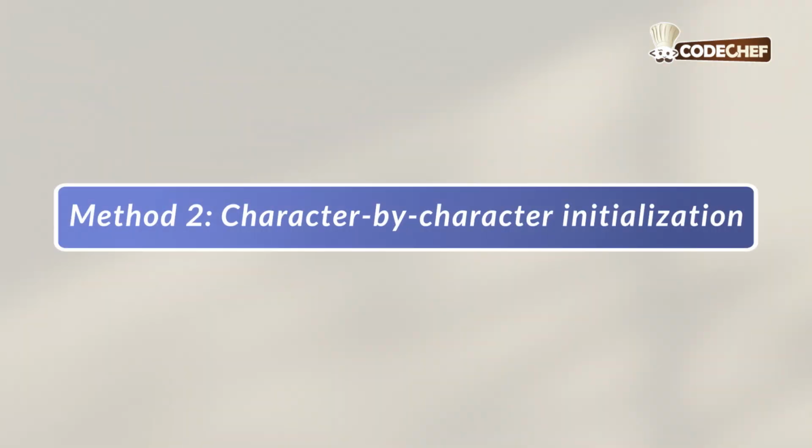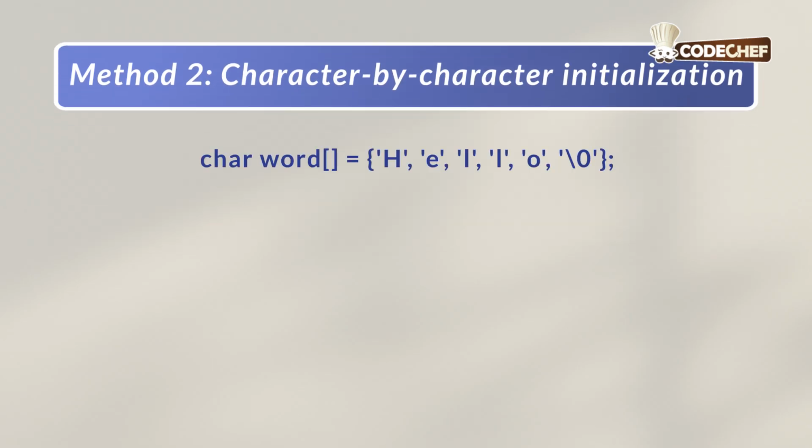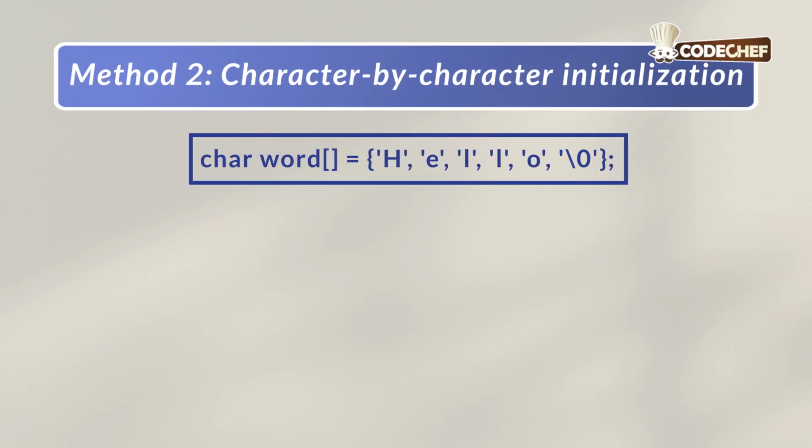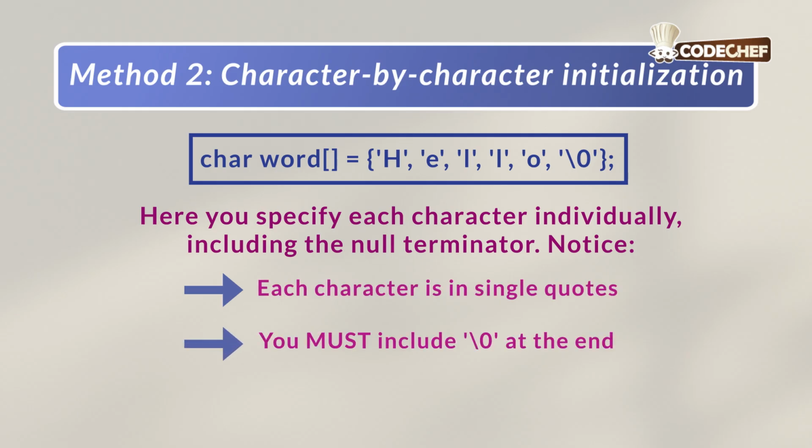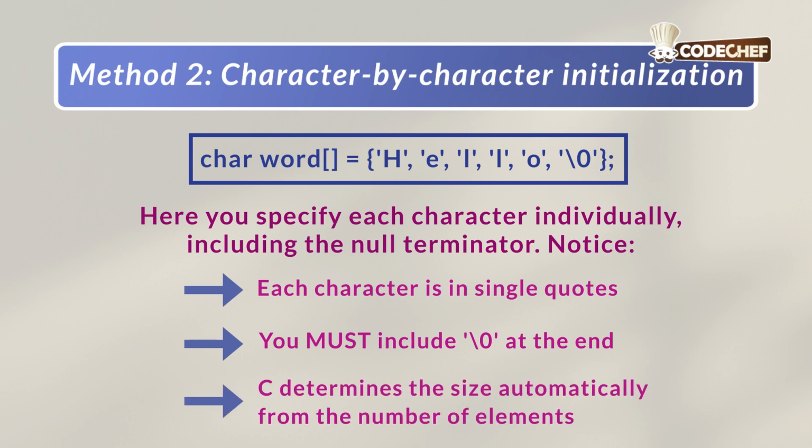Method 2. Character by character initialization. char word[] = {'h','e','l','l','o','\0'}. Here you specify each character individually, including the null terminator. You can notice each character is in single quotes. You must include \0 at the end. C determines the size automatically from the number of elements.